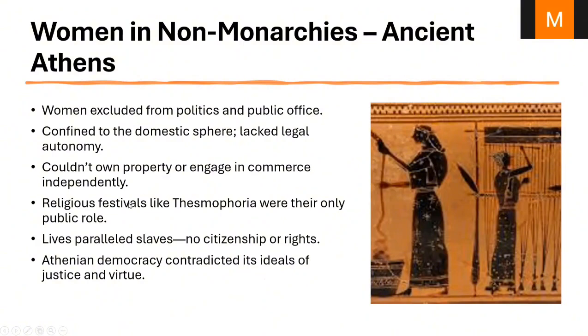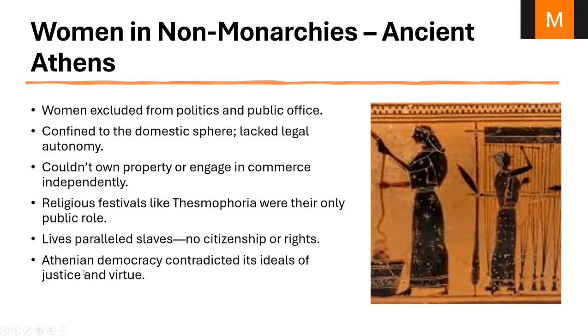Then their only visible role in public life came through religious festivals such as the Thesmophoria, which were centered on fertility and the responsibilities of women as wives and mothers. Then let's go to the fifth point. The social and legal lives of Athenian women were comparable to those of slaves. Neither group held citizenship, and both were denied fundamental rights. Now let's go to the last point.